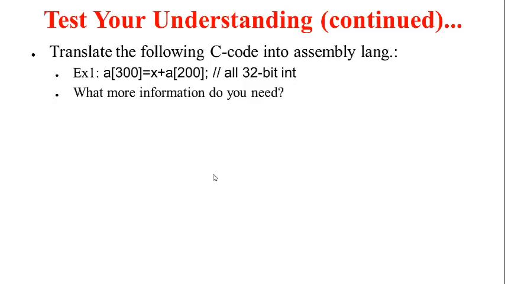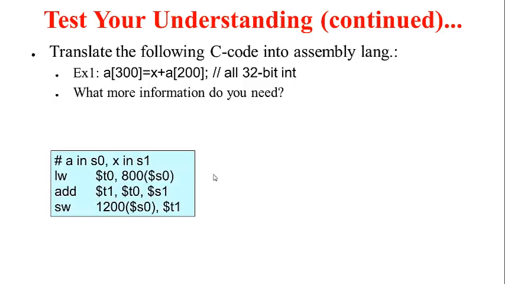You will need information about what is A, what is X. So these are C language variables, but we so far know to write MIPS instructions only in terms of MIPS registers. So assume that A corresponds to MIPS register $S0 and X corresponds to MIPS register $S1. Now you should be able to translate that statement into MIPS assembly language code.